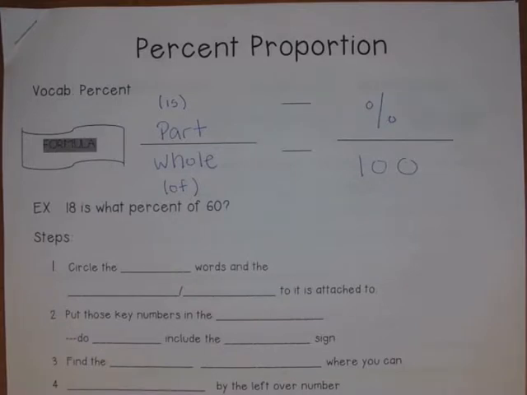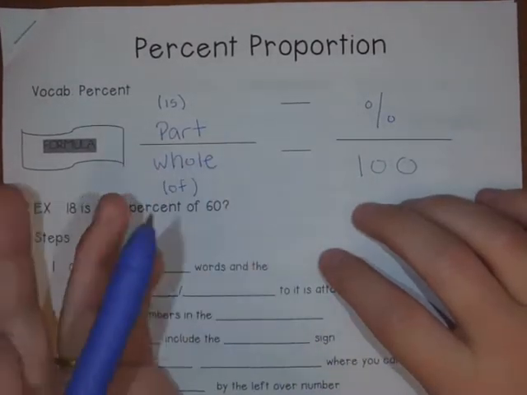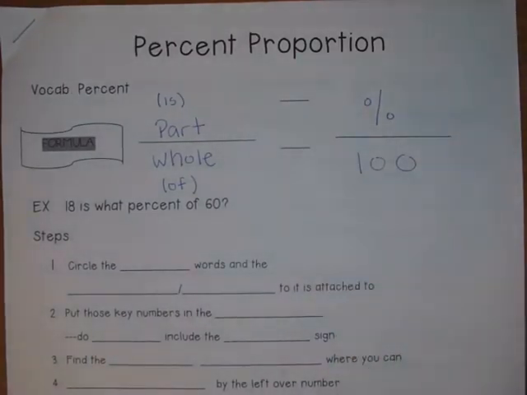And we're going to be using this formula all the time throughout this entire chapter. So for about the next month, this formula is something you're going to be using all the time. Part over whole equals percent over 100, or is over of. Okay, is over of is a shortcut some of the time. I personally just prefer the part over whole, but everyone's different.